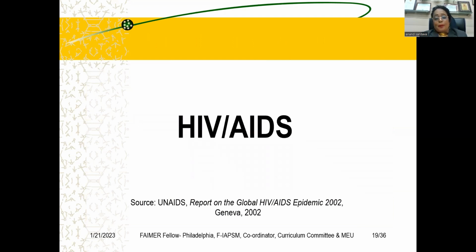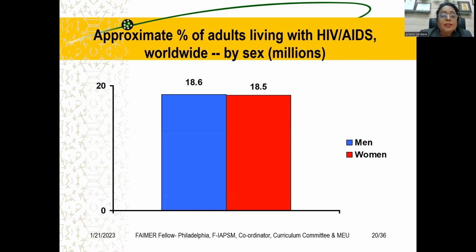Now, another problem like HIV and AIDS, there is a reference over here. You can download the reference and go through the details. This is one of the graphs from this study, which shows the approximate percentage of adults living with HIV/AIDS worldwide by sex, and it says that there are a similar number of males and females having HIV. So this is the slide.